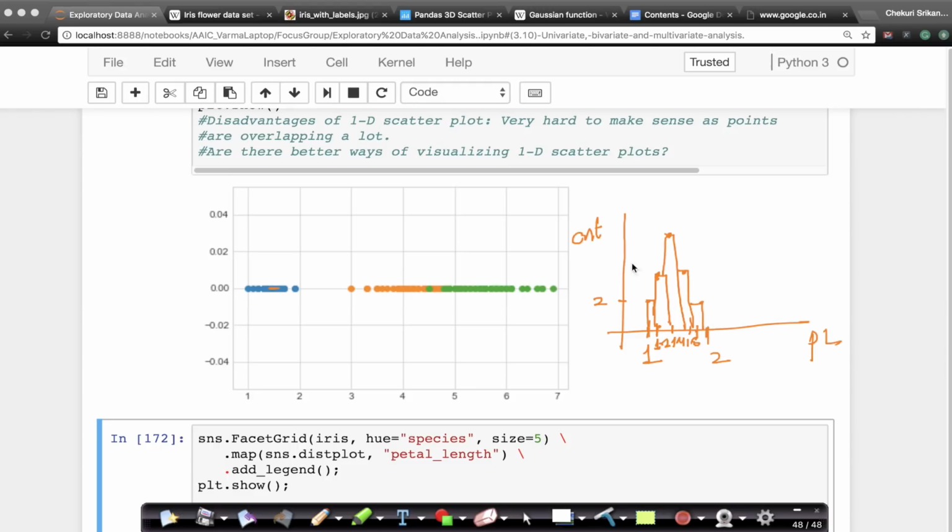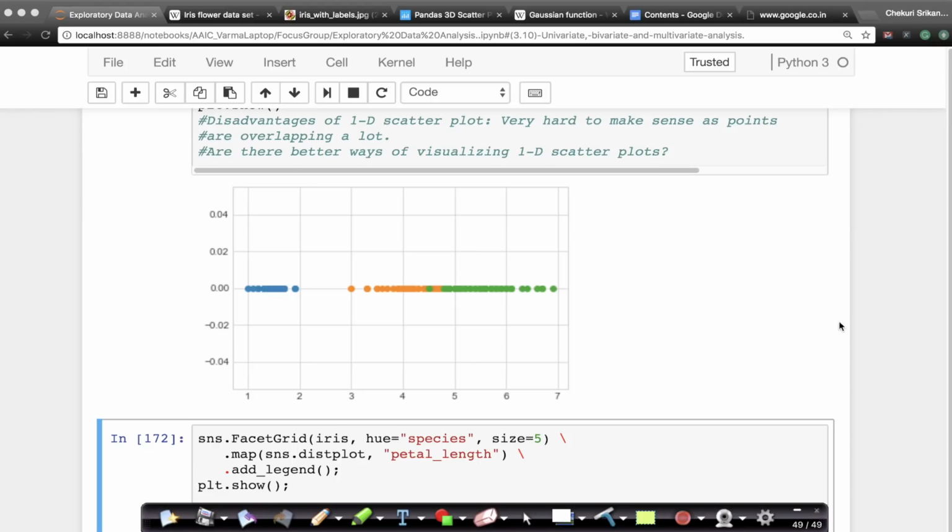The moment I plot something like this, it is called a histogram. This is called a histogram, where my y-axis is basically counts, my x-axis is the variable or the feature that I'm interested in, and my y-axis says how many points exist in this window between 1 and 1.2. The moment you see the histogram, it makes far more sense than your 1D scatter plot, because now I can answer the question: how many points are in this window? How many points are there in this window? So such a thing is called a histogram.